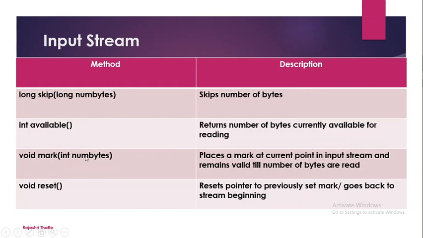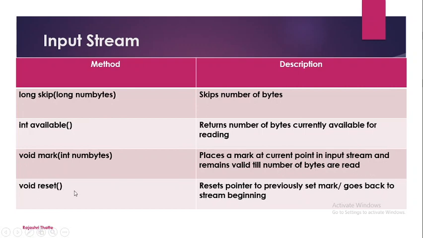If I am keeping the number of bytes as 10, that means at the current position of the data source, whatever byte the cursor position is at, the mark is placed, or you can say the bookmark is placed. If I give the argument as 10, up to reading 10 bytes of further data, that mark will remain as it is. So I can specify up to how many bytes the mark should remain present. That is the use of the mark method. It places a mark at the current point in the input stream and remains valid till that number of bytes are read.